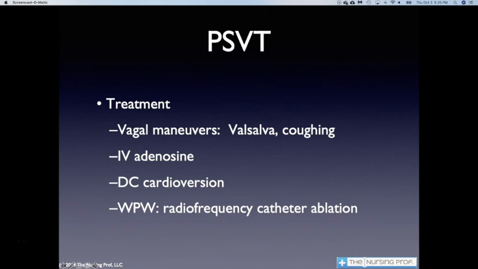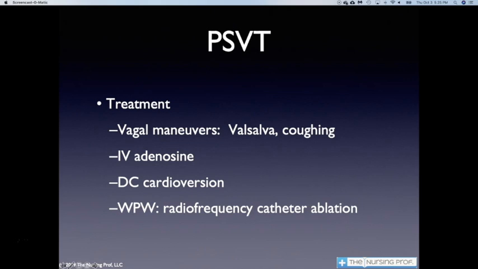So the treatment then includes vagal maneuvers like a Valsalva or coughing. The idea is to increase intrathoracic pressure, which will help to decrease that heart rate. IV adenosine would be another method of slowing the heart down. Basically what that does is it stops the heart for a second or two, allowing the electrical conduction of the heart to take back over with a normal conduction pathway, i.e. the SA node. DC cardioversion.